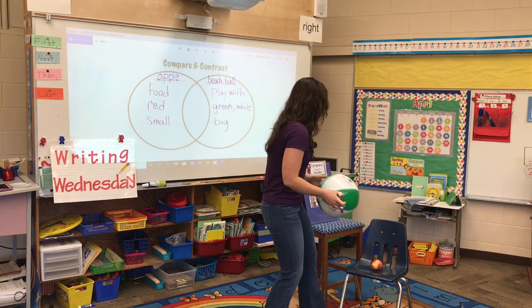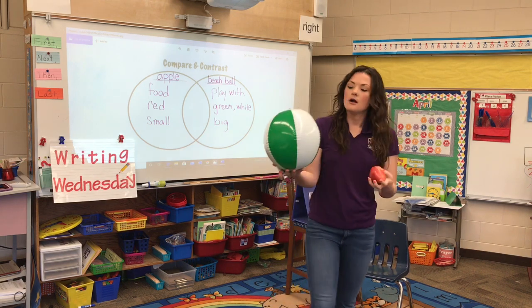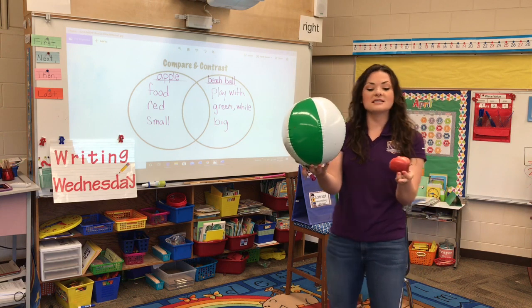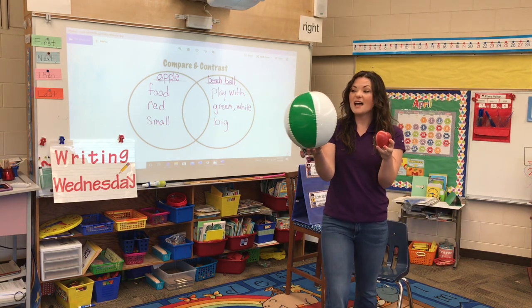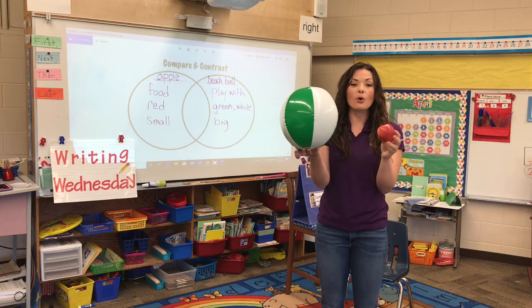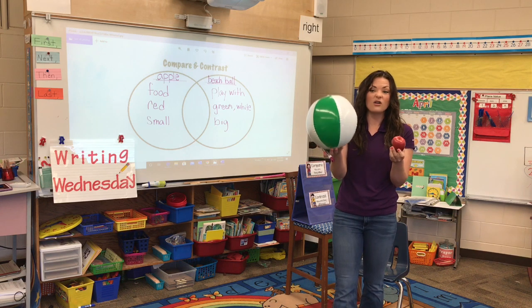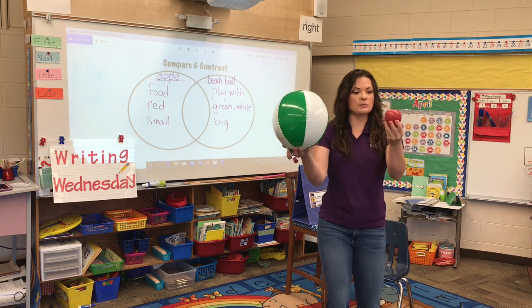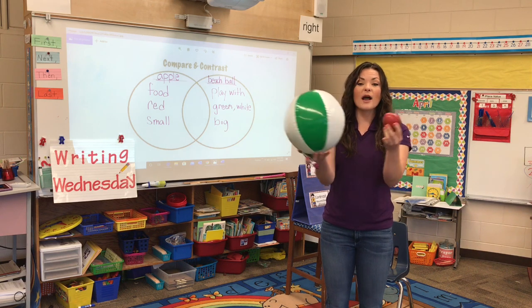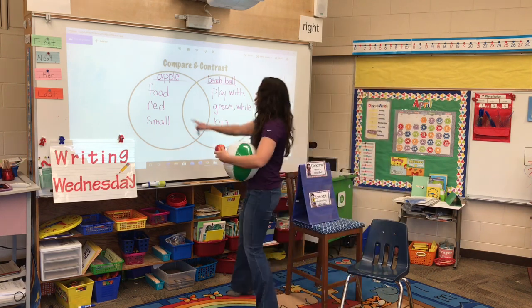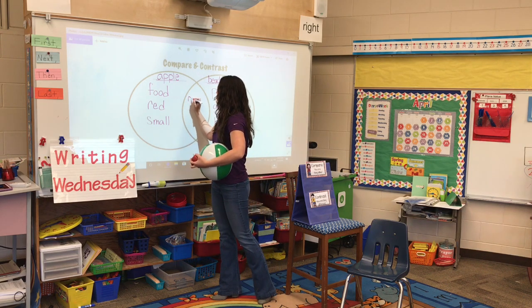Now, we are going to compare them. I'm going to hold them both up. Looking at both of these, they have a similar shape. One is bigger, one is smaller, but they are similar in the fact that they are both round. They have rounded edges. One is not a square or a rectangle. Now this is more of a circle than this one, but they're both round. So comparing them, we're going to write in the middle area where our circles overlap that they are round. And that's one of them I'm going to write.